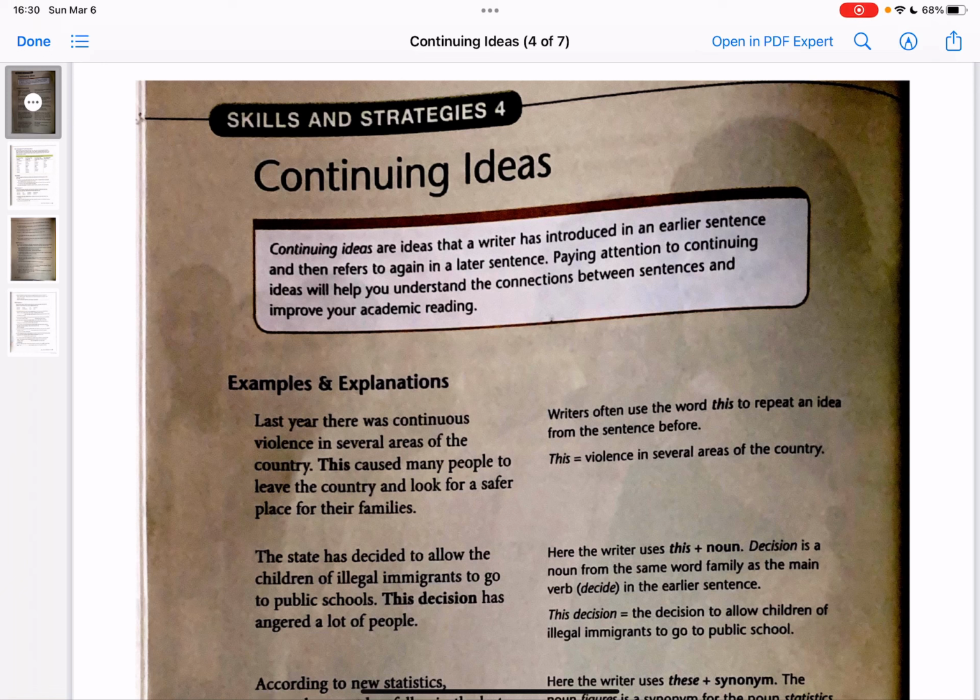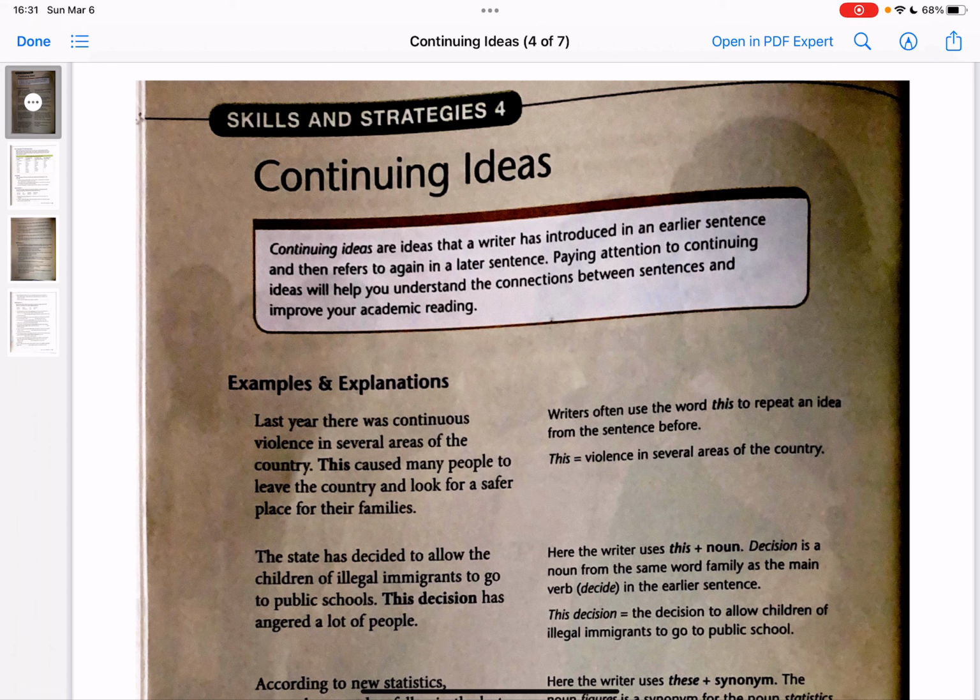This video is going to introduce you to Skills and Strategies 4 from your Making Connections textbook, Continuing Ideas. Continuing ideas are ideas that a writer has introduced in an earlier sentence and then refers to again later. This is going to really help you to understand the connections between sentences and improve your writing. This is what's called a cohesive device.